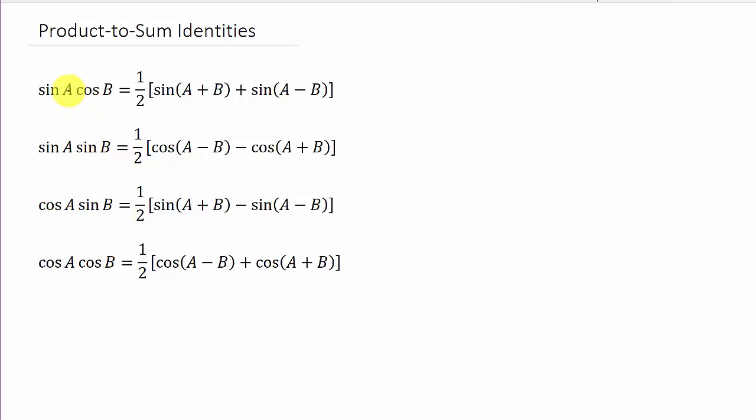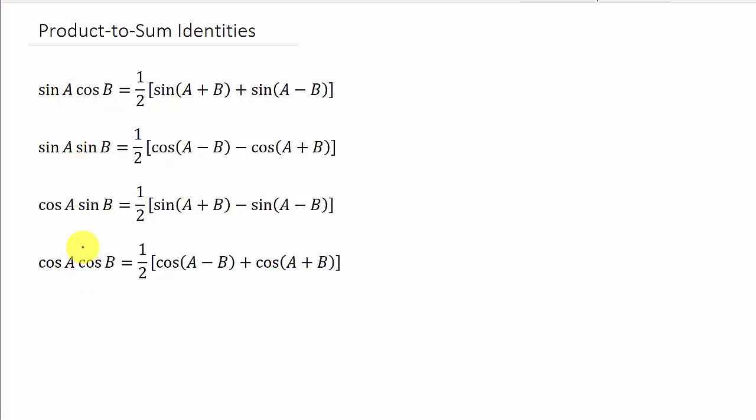Alright, so here we have the product to sum identities. If we've got sine A times cosine B, you notice we've got two trig functions multiplied together, and the difference is the angles are different. Let's just look at this one. Sine A cosine B is 1/2 times sine of A plus B plus sine of A minus B. I'm not going to read through the rest of them. You just have to look at what you've got here and pick the one you need.